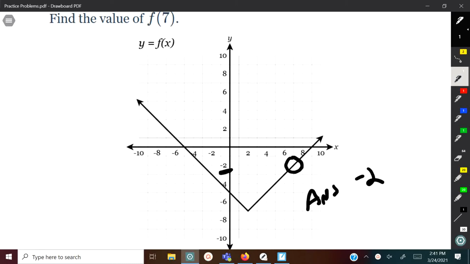And that's it. That is finding your y given your x in function notation here. Alright? So in future videos, I'm going to show you how to do it where you have to pay attention to what you're doing.